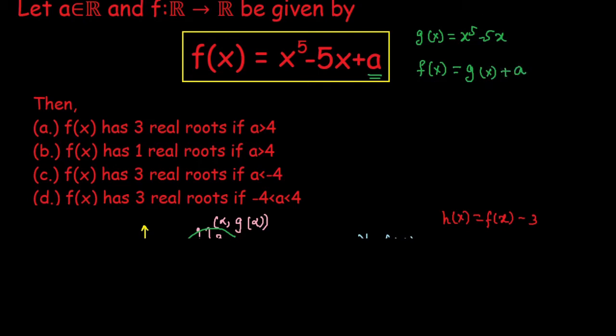So let's try to draw the graph of g of x, that is over here. Now we want to draw the graph of g of x equals x to the power 5 minus 5x. Let's first find out what its roots are. By putting it equal to 0, it factorizes to x times (x square minus the square root of 5) times (x square plus the square root of 5) equals 0.